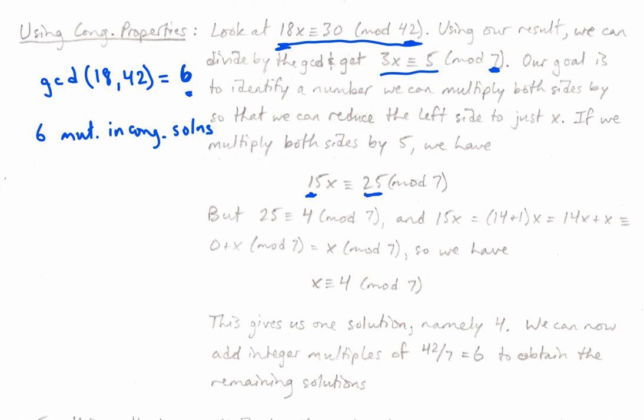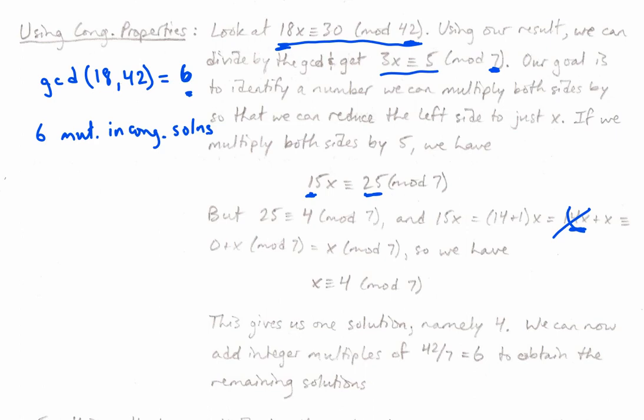The 15x, you can think of this as the 14 plus 1 times x, or the 14x plus the x. The 14 times x, whatever the x value is, you have a factor of 7 in there. So you're going to pull out a nice whole number of 7s, and you'll get nothing left over. So when you take the 14x piece mod 7, that's just going to get wiped out. And that will turn to 0, and then the x just remains the x. So this is why we say we have x is congruent to 4 mod 7.